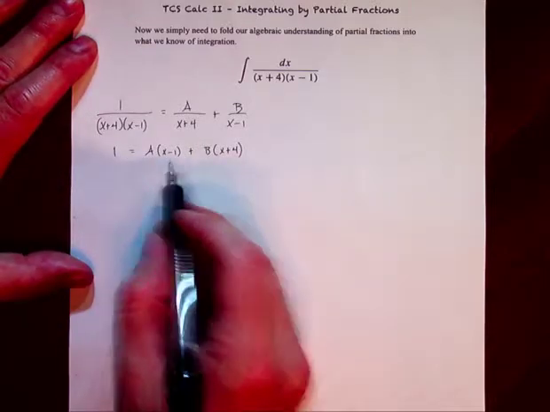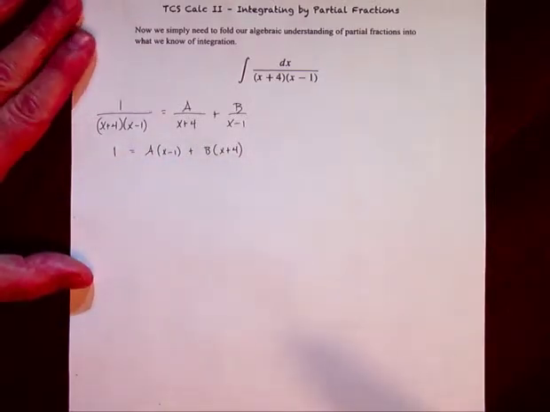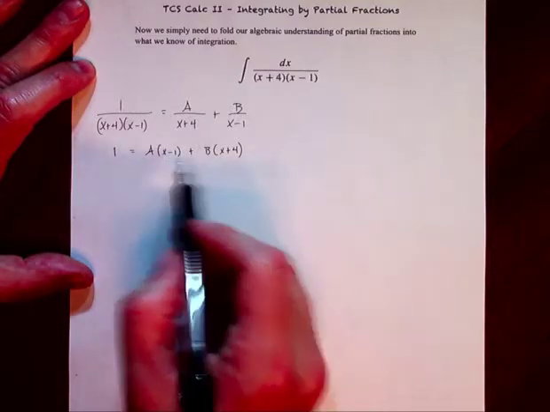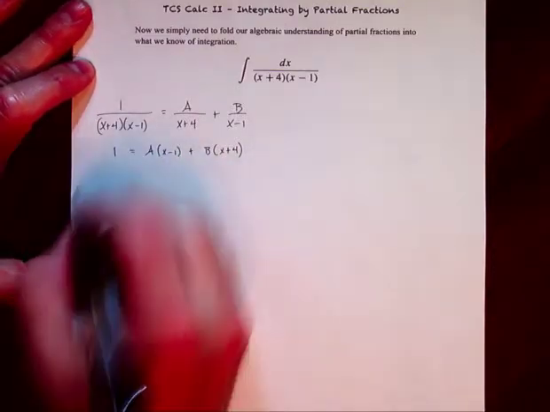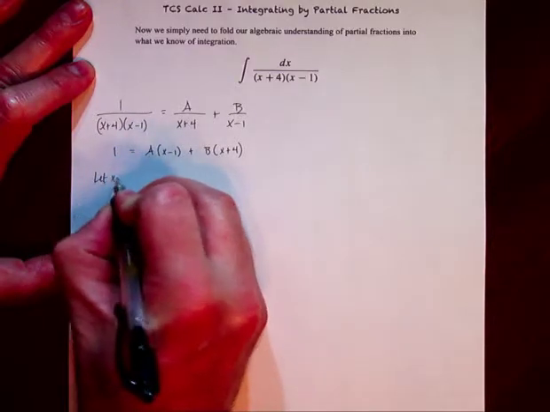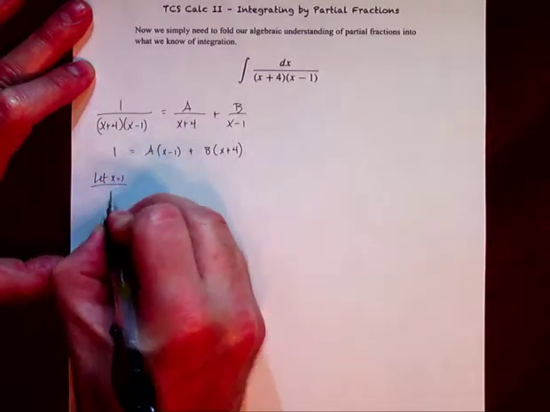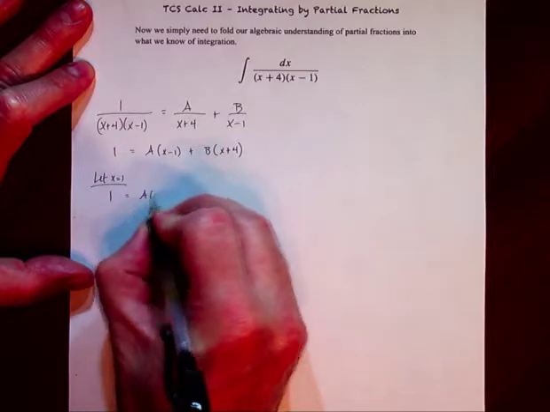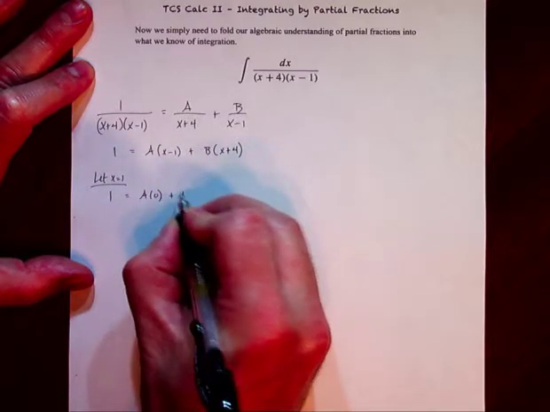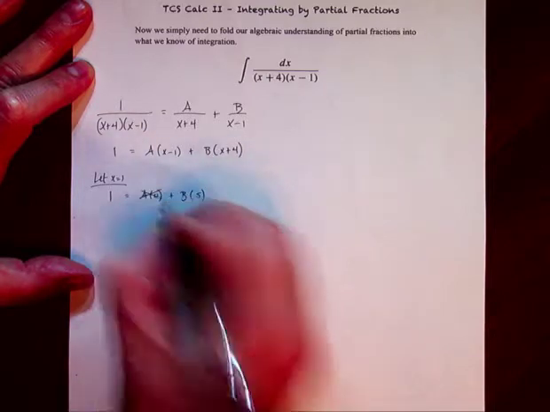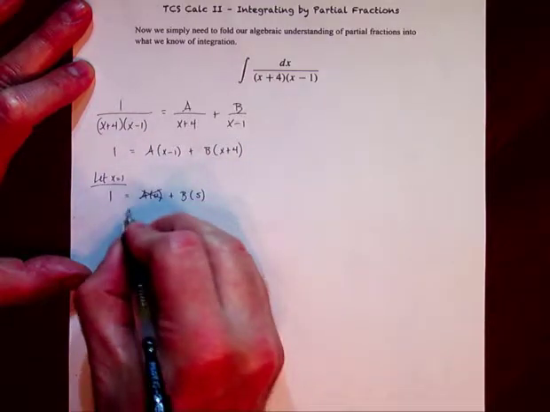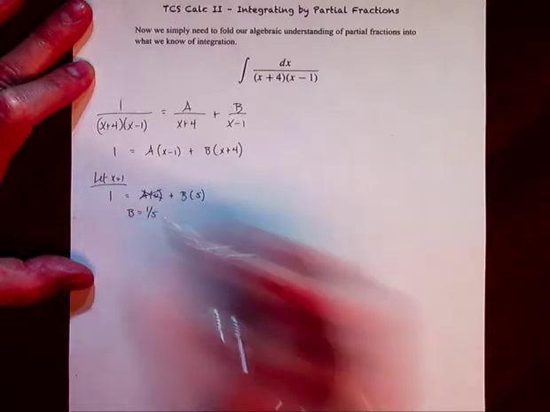But because there are particular values that make each of these expressions equal to 0, I'm going to go ahead and let x equal 1, and that makes x minus 1 zero, but that makes x plus 4 5. That goes bye-bye. That was kind of the point. And I'm left with B equal to 1/5.